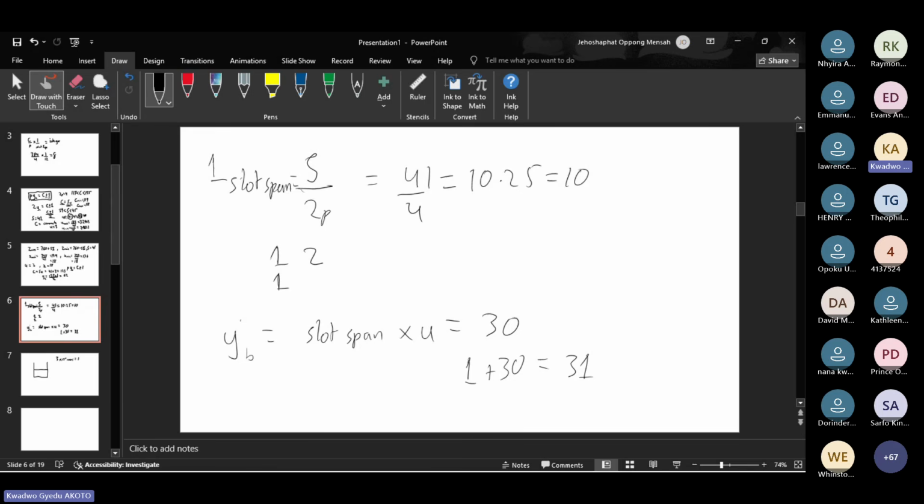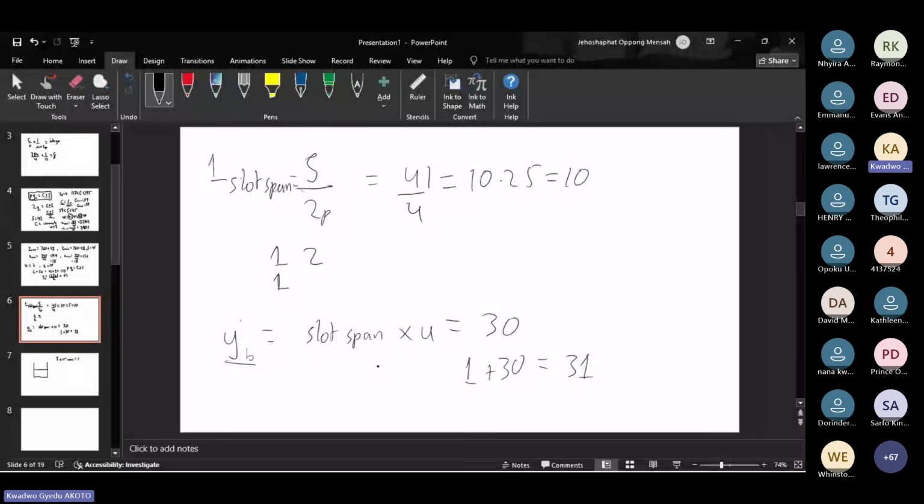So our YB, which is our coil pitch, is equal to our slot span times U, right? We've already found U. We need to find our slot span. And our slot span is also equal to our total number of slots divided by our number of poles. Okay. So our slot span is quite simply the distance between adjacent slots for the same coil, right?